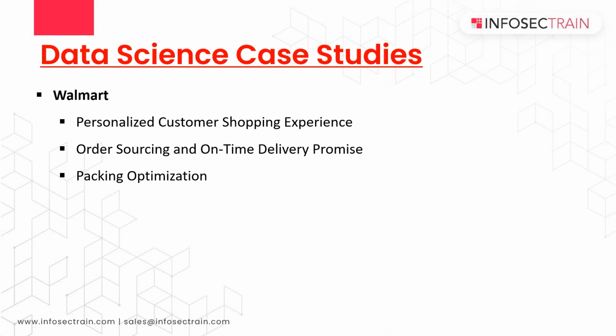These can be implemented by Walmart in different domains or departments. Packaging optimization is in logistics, right? Then order sourcing and on-time delivery are for transportation. I like this, right? So let's talk about the next company's data science case study.